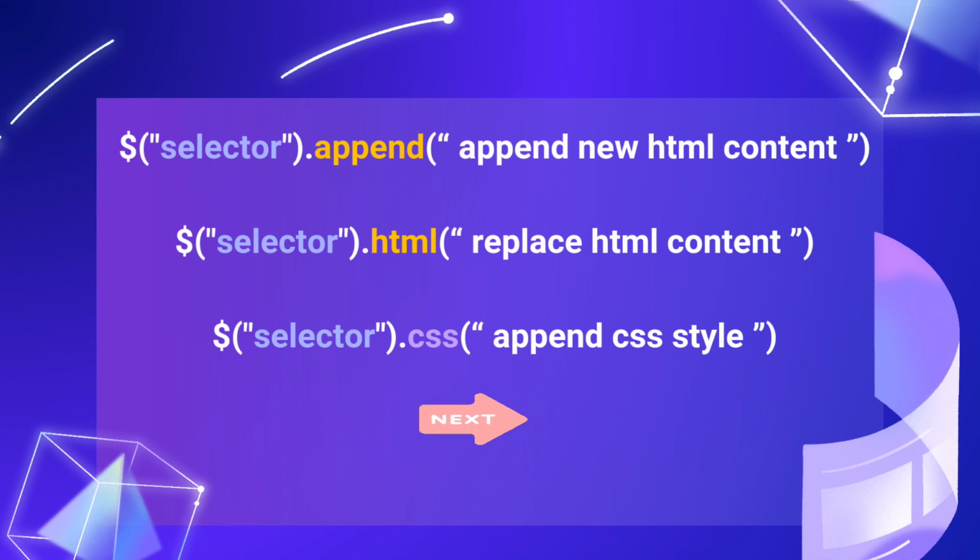we put a selector that can be all p elements, for example, or an ID. The html command is almost the same, but with the difference that html replaces content and removes all existing content from the selected element. This is all about the append and html commands, and css is for appending a style to our content.